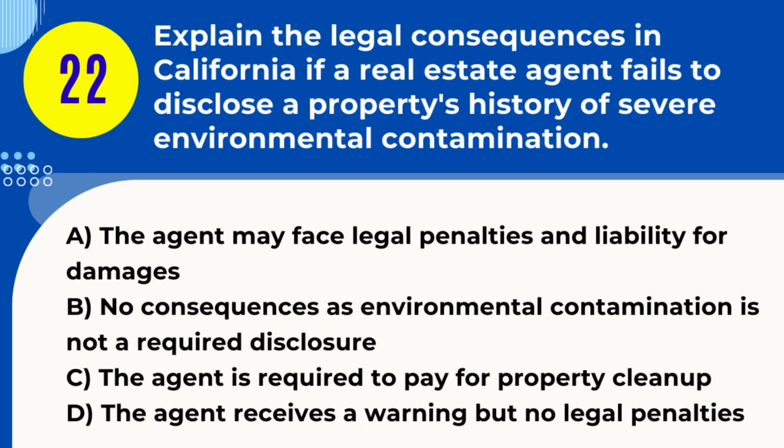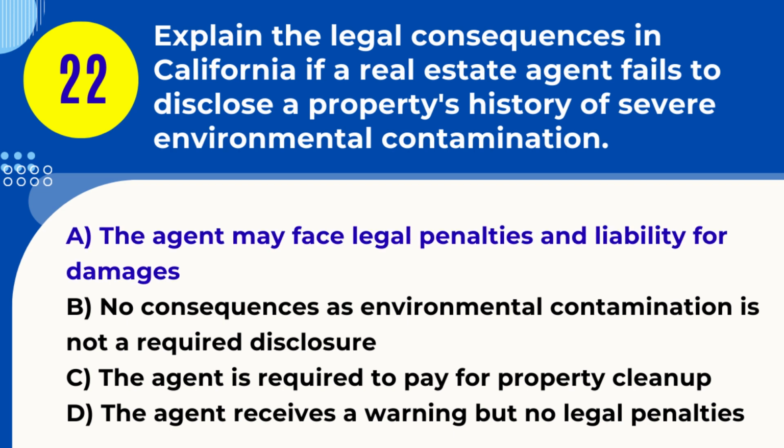Question 22. Explain the legal consequences in California if a real estate agent fails to disclose a property's history of severe environmental contamination. A. The agent may face legal penalties and liability for damages. B. No consequences, as environmental contamination is not a required disclosure. C. The agent is required to pay for property cleanup. D. The agent receives a warning but no legal penalties.